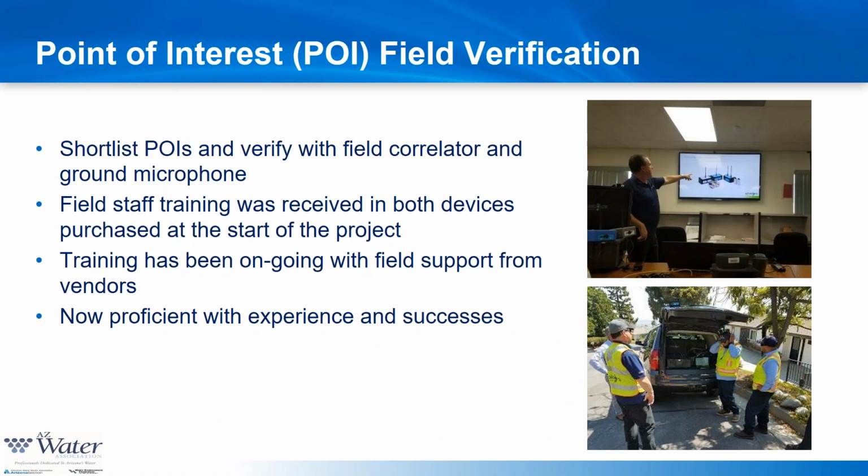What we need to do with the point of interest, once we have it, is they shortlist it, and they give us a map of which ones our field crew needs to go out there and correlate, either with listening sticks or devices. Field correlations use sensors you put on the actual valves and hydrants.